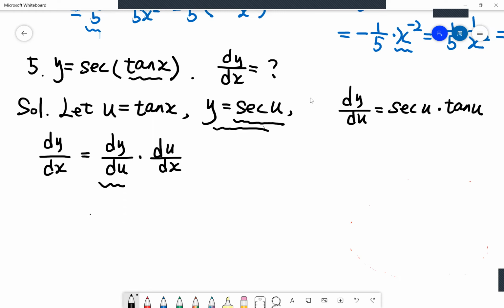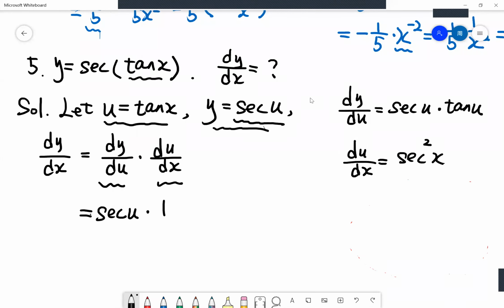And then the second part, that is du by dx. And here, u equals tangent x. So du by dx equals secant squared x, right? So we have dy by du times du by dx. That is secant u times tangent u, and then times secant squared x.